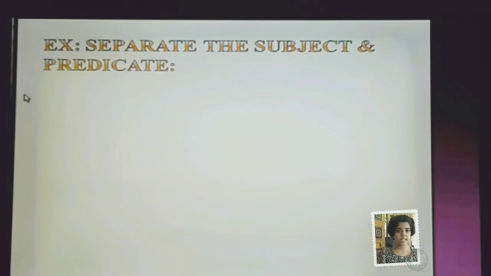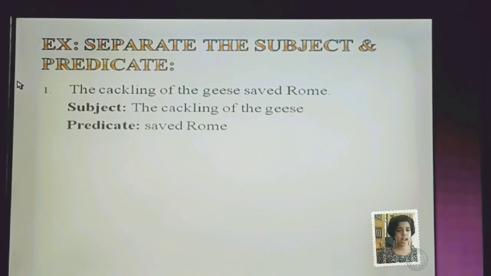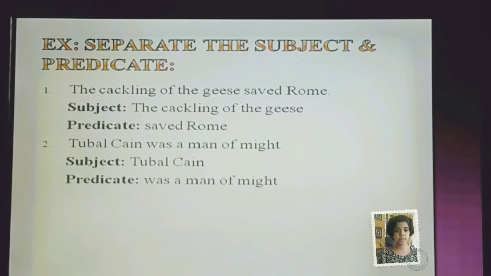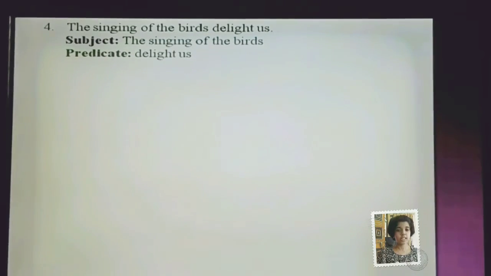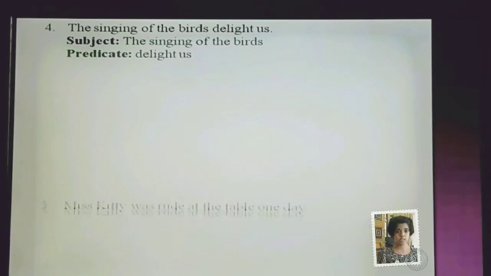Now let's solve an exercise. Separate the subject and predicate. The cackling of geese saved the Rome. Here, the cackling of geese is the subject and saved the Rome is the predicate. Tubal-Cain was a man of might. Tubal-Cain, subject; was a man of might, predicate. Stone walls do not make a prison. Subject, stone walls; predicate, do not make a prison. The singing of birds delight us. Subject, the singing of birds; predicate, delight us.